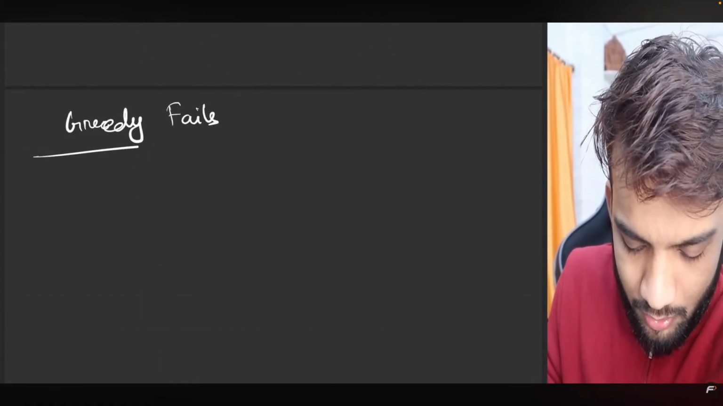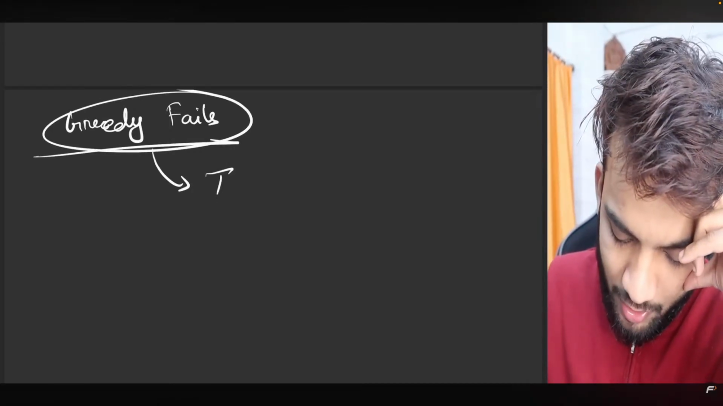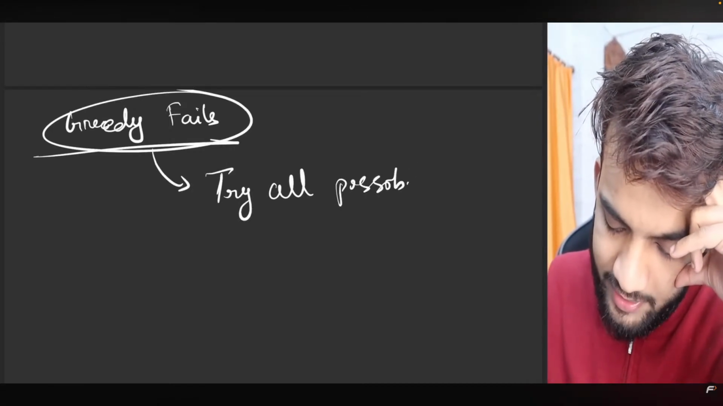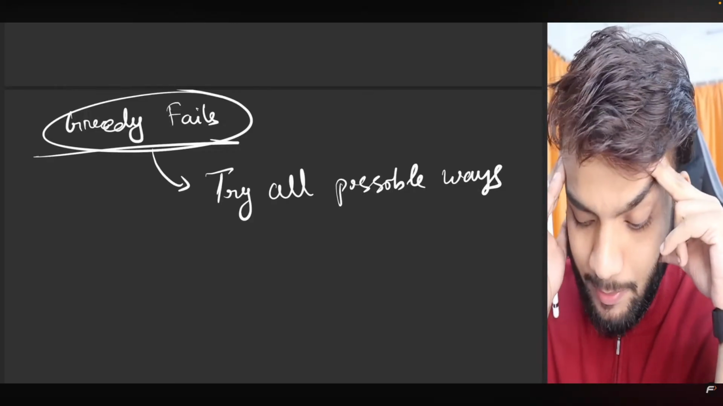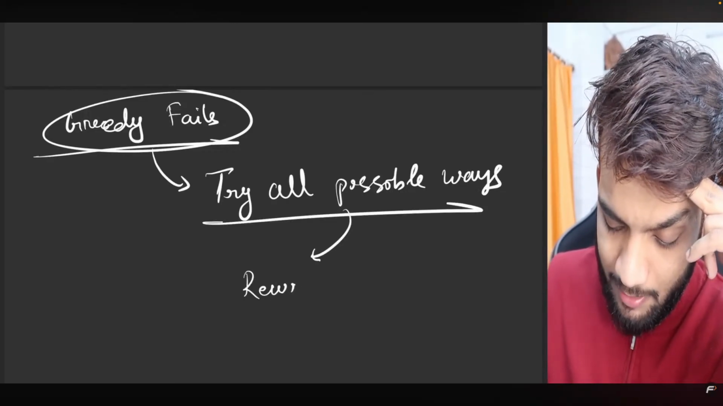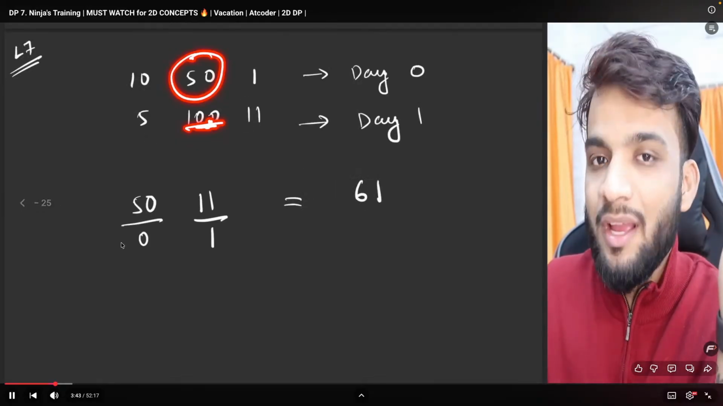So we observe that greedy fails. And whenever greedy fails, you know what you need to do? First thing that comes, try all possible ways. Yes, we're going to try all possible ways. That's definitely the first thing that comes to my mind. And whenever I say try all possible ways, the first thing that comes to my mind is recursion.